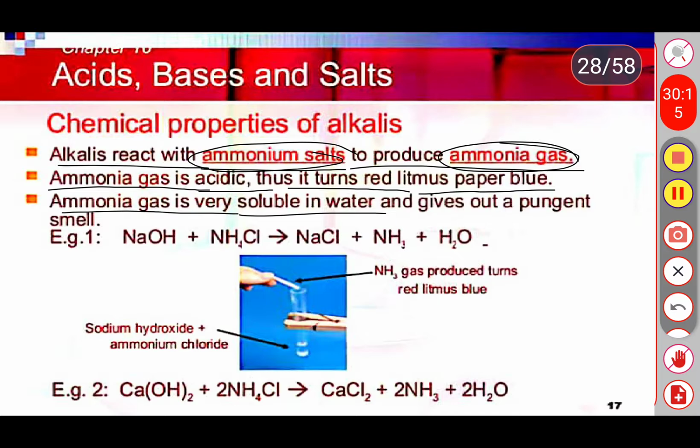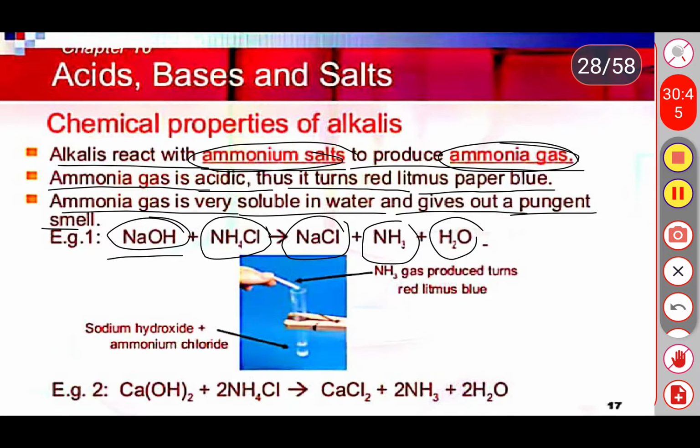So sodium hydroxide, when it reacts, sodium hydroxide is one type of the base alkalis. When it reacts with ammonium chloride, it forms sodium chloride, ammonia, which is a gas here, and water. So here you are observing sodium hydroxide combining with ammonium chloride, it produces the ammonia gas and turns the red litmus paper to blue.